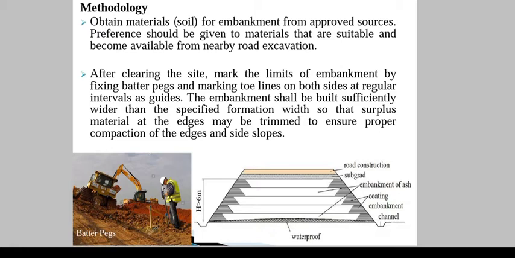Then the edges are marked, and whatever slopes you will be providing are also trimmed. And if the embankment height is more, then steep slopes should be avoided, so that future failure should not occur, and it needs to be compacted to 95% of the density.